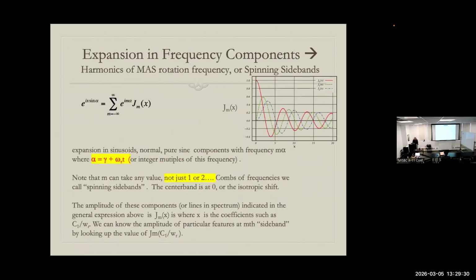I'm just reinforcing what I've already said on the last slide. When you see alpha, think accumulated phase. When you see X, which I don't seem to have written, but I meant to, think the amplitude of the modulation. M takes any value, not just one or two. The amplitude of the components, those harmonics, is Jm of X. Oh yeah, I did say it, where X is the coefficient C over omega R. C1, C2, etc.